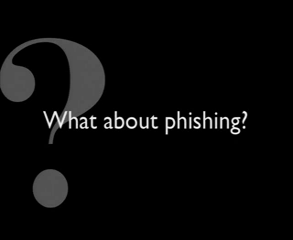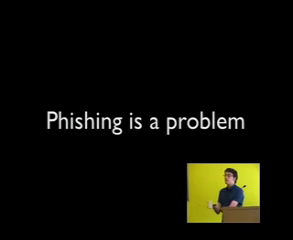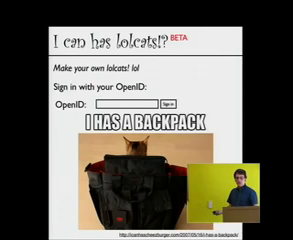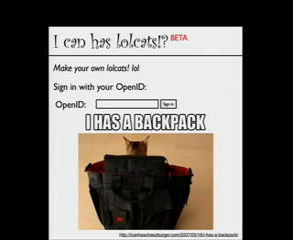What about phishing? And I know this is the principal concern about OpenID for most people. And again, phishing is a major problem. It's a big problem with OpenID because, well, I'll show you an example. Let's say someone builds a site called ICanHasLolcats, and it's a service where people can go and create lolcats and have fantastic fun bothering their friends with them. And so here's that site.